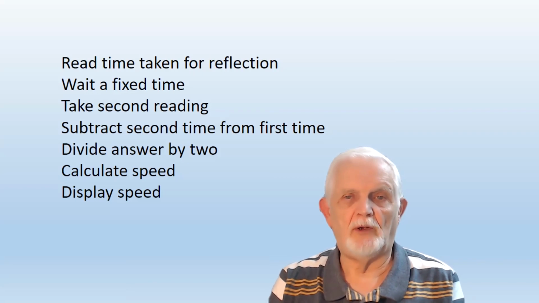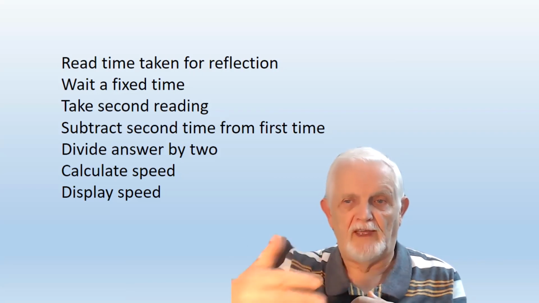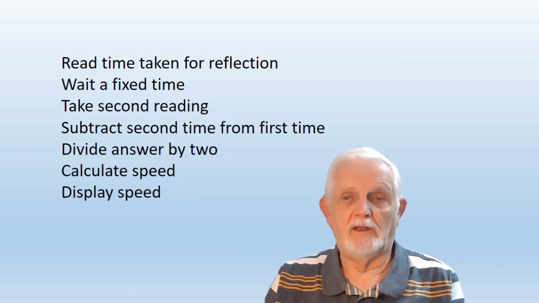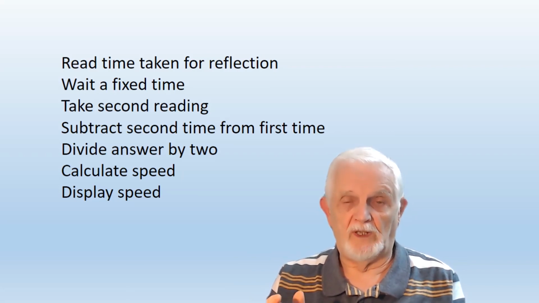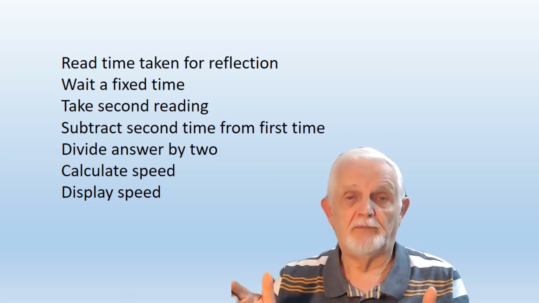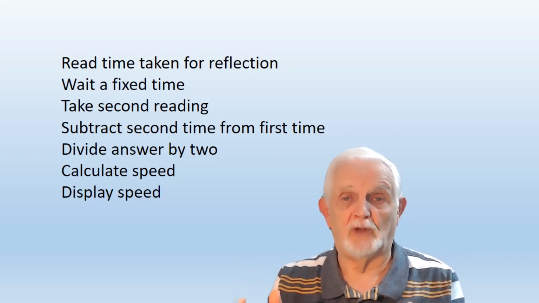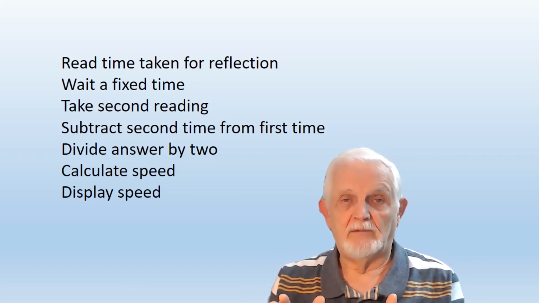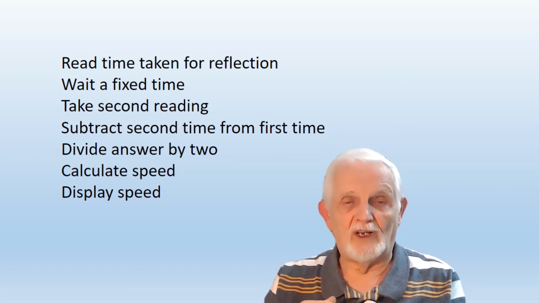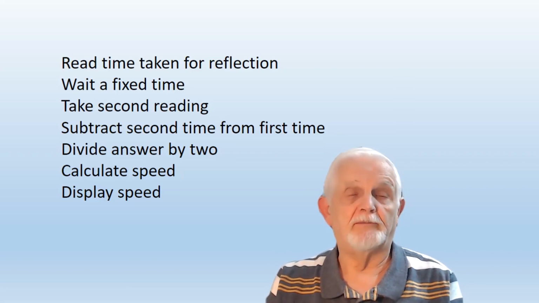When we're working from reflections, then the code is slightly different, as you can see there. Normally, we know the distance and we're measuring the time it took to cover that distance. This time round, we know the time we're going to wait between readings and we're working out the two distances involved.